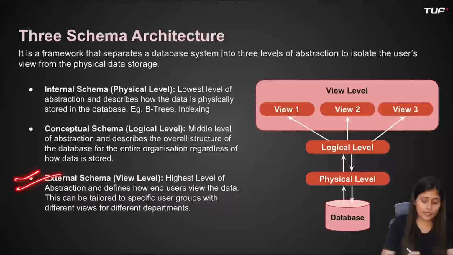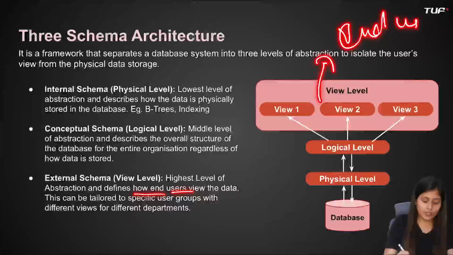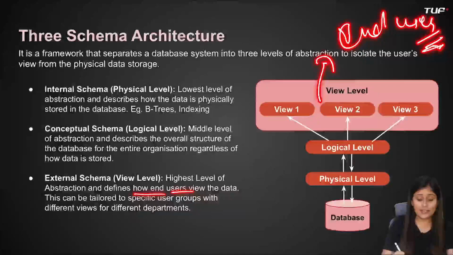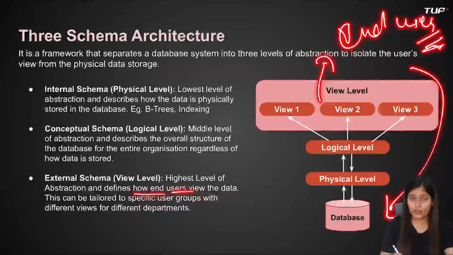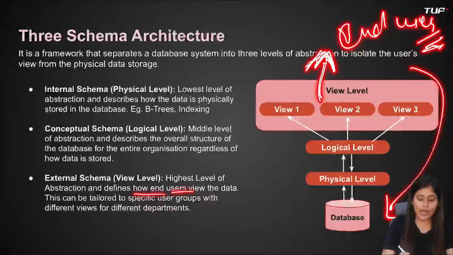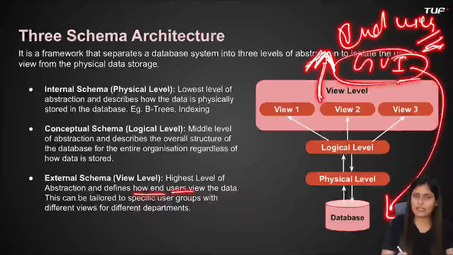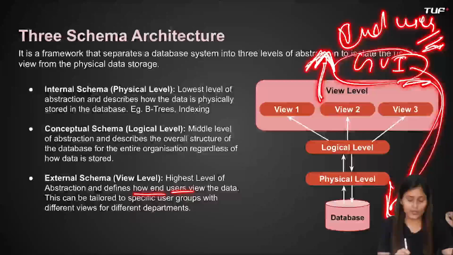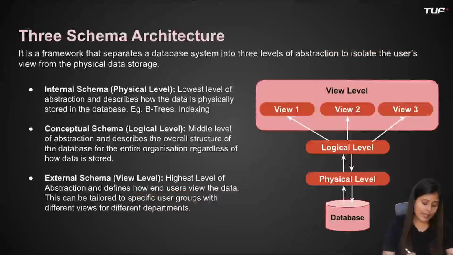And third is external schema, which is called the view level. It is the highest level of abstraction, and it can only be viewed by the end user. The end user interacts with this instead of knowing exactly how the data is stored at the physical level. They just interact with the view level through a GUI, and it hits either an API or an SQL query to fetch the data, which we have already learned in our previous lectures. So it is the highest level of abstraction and defines how end users use the data.